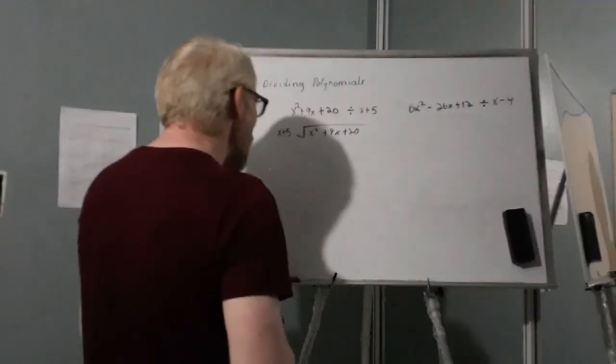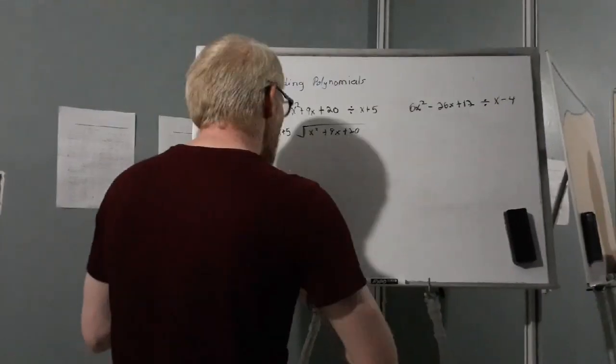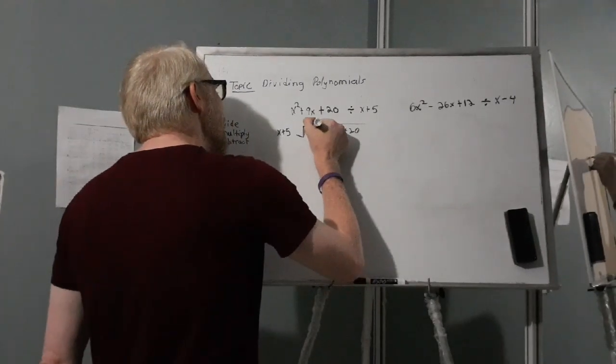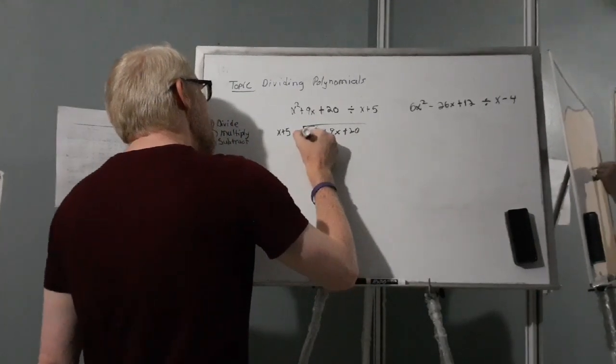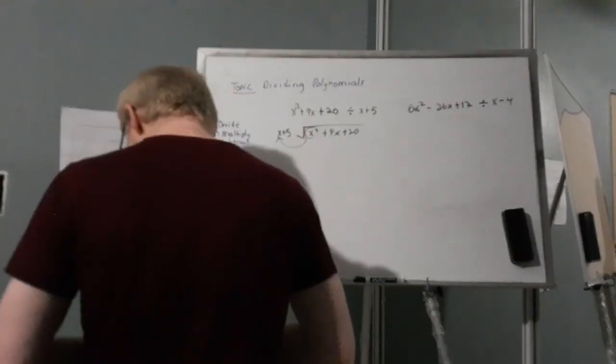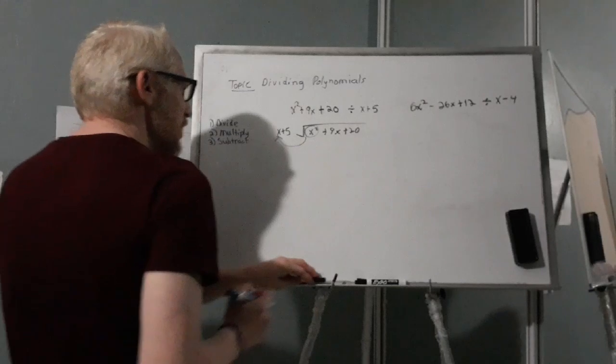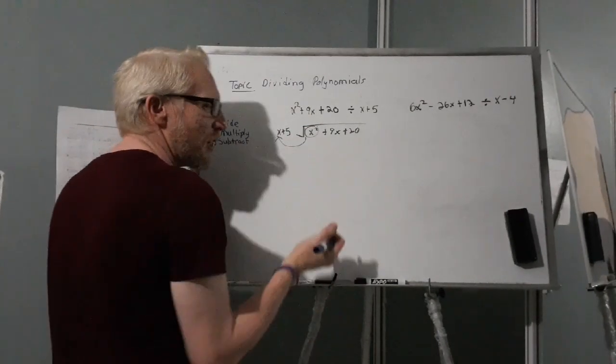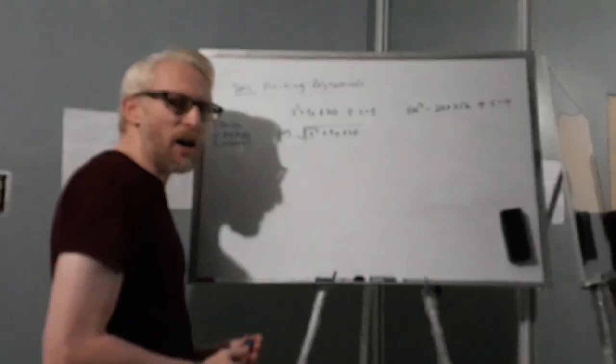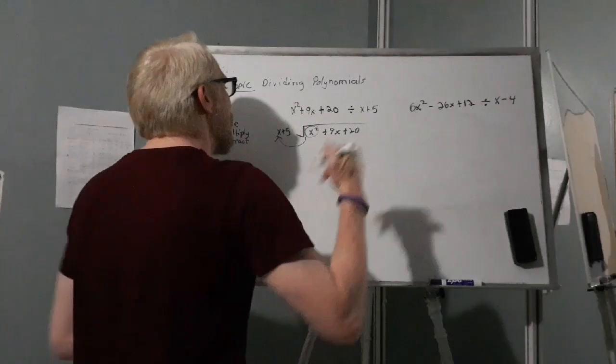Well, what we're going to divide first is the x squared with this x right here, okay? So you're going to say, how much is x squared divided by x? Well, of course, you know that when you're dividing exponents, you subtract the exponents, so basically that's going to be x.